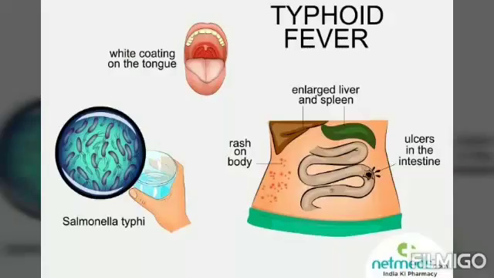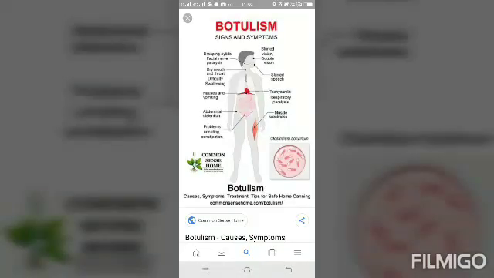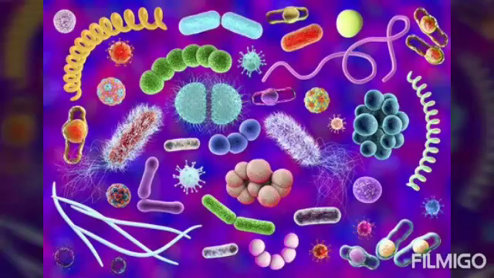Corynebacterium diphtheriae, it causes diphtheria disease. Bacillus anthracis, it causes anthrax. Vibrio cholerae, it causes cholera disease. Salmonella typhi causes typhoid. Clostridium botulinum, it causes botulism. Treponema pallidum, it causes syphilis. So you have to know the names of the bacteria and the diseases which they cause, and be very careful while writing the spellings of the names of the bacteria.